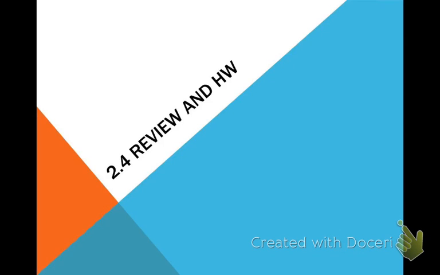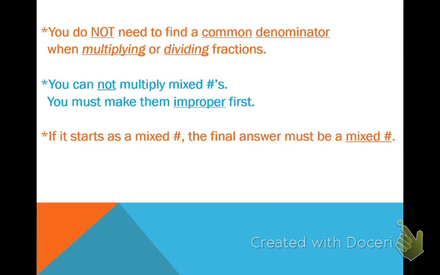All right, so my goal today is to help you guys feel a little bit better about the lesson for 2.4. So we're just going to do a little bit of review over 2.4. There's a few things that I taught you last week. The first thing says, what at the top, class? You do not need to find a common denominator when multiplying or dividing fractions. All right, so don't find a common denominator. The only time you need a common denominator is when you're adding or subtracting. Very good. Let's look at the next one.